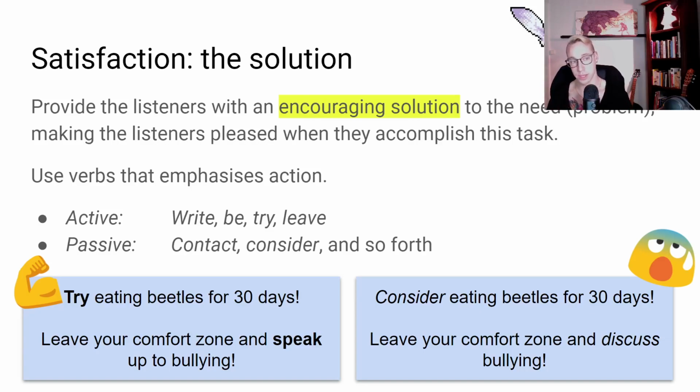And on the other side also, we can see it says, leave your comfort zone and discuss bullying. What do you mean discuss? Discuss is definitely a more passive or weak way of speaking up to something. There's nothing really to discuss here, is it? We're not supposed to be able to discuss anything about bullying. We should end it here and now. And that's an example of how you encourage someone to reach a solution.